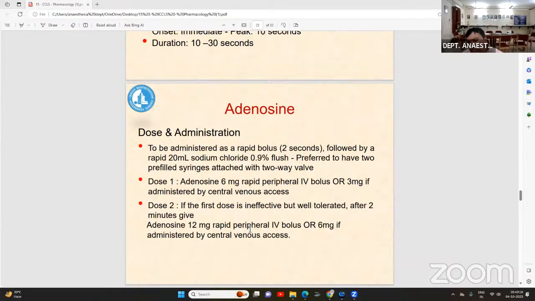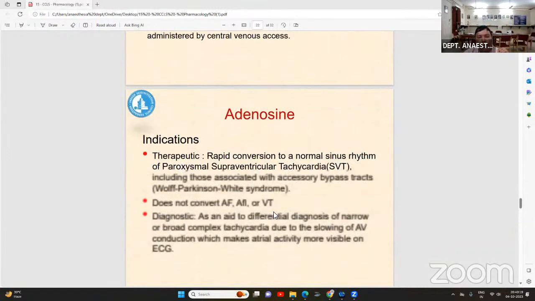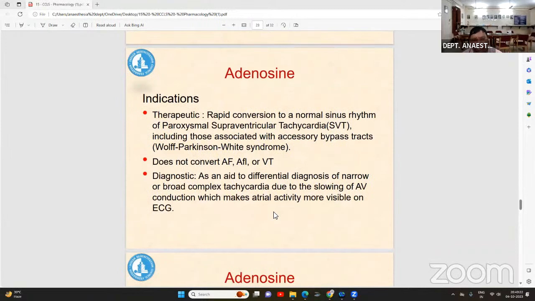If it does not respond to the first dose, after 2 minutes you can give adenosine 12 mg as a rapid flush, or 6 mg via central venous access. The indication is rapid conversion to normal sinus rhythm of paroxysmal supraventricular tachycardias, including those associated with an accessory pathway like Wolff-Parkinson-White syndrome.